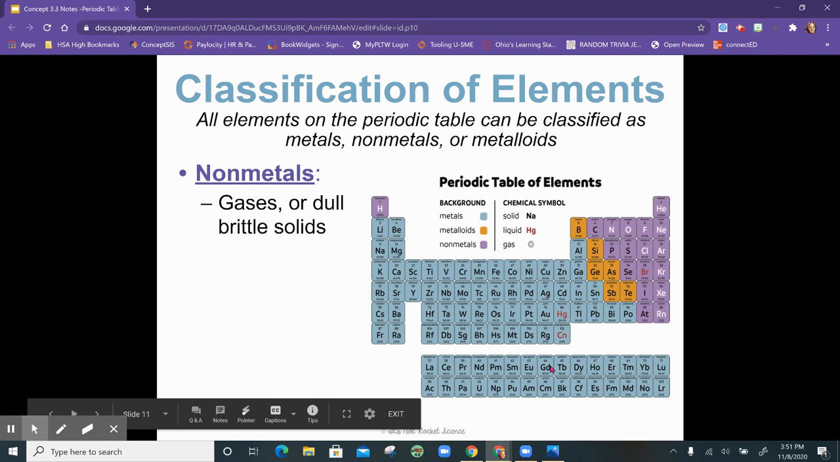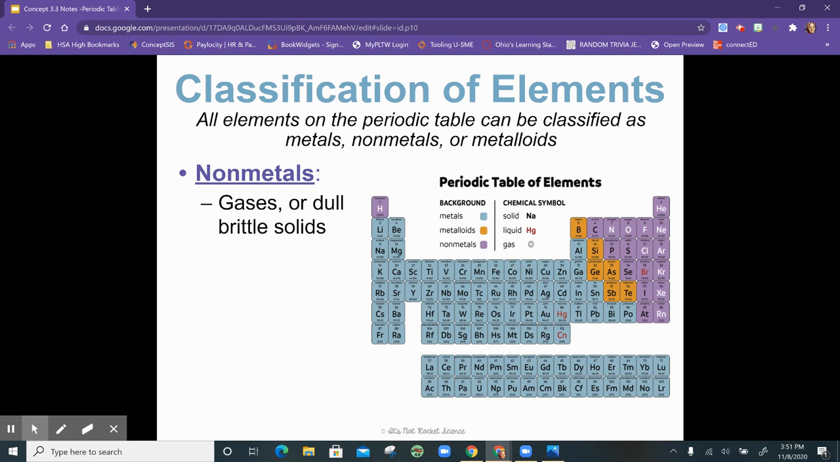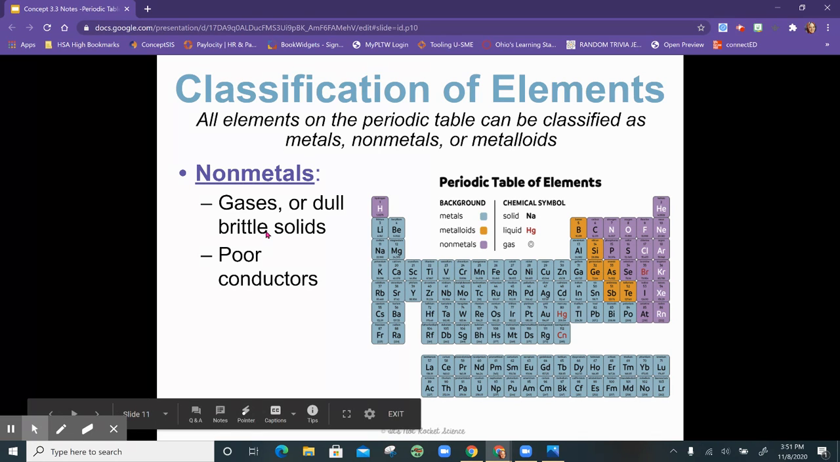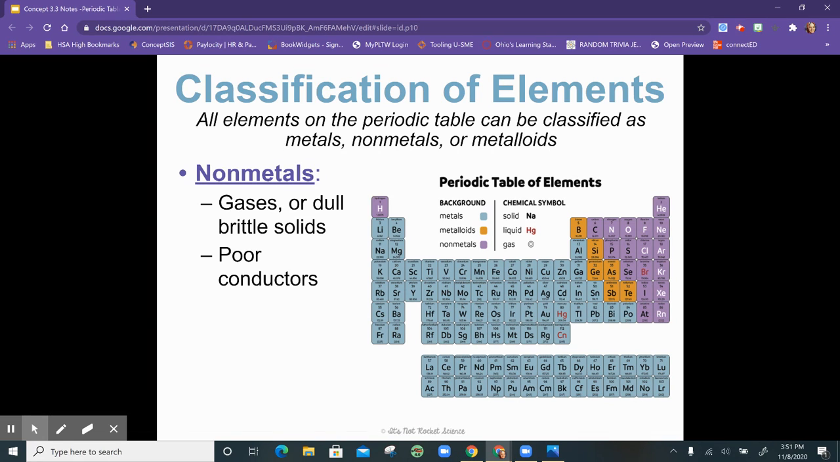How about nonmetals? Nonmetals are gases or dull, brittle solids. Brittle means when you hit them with a hammer, they break down into little pieces. They are poor conductors. They don't conduct electricity. When you make a circuit with a light bulb and put in a piece of, for example, fullerene or sulfur, they're not going to conduct electricity, or only very, very little.